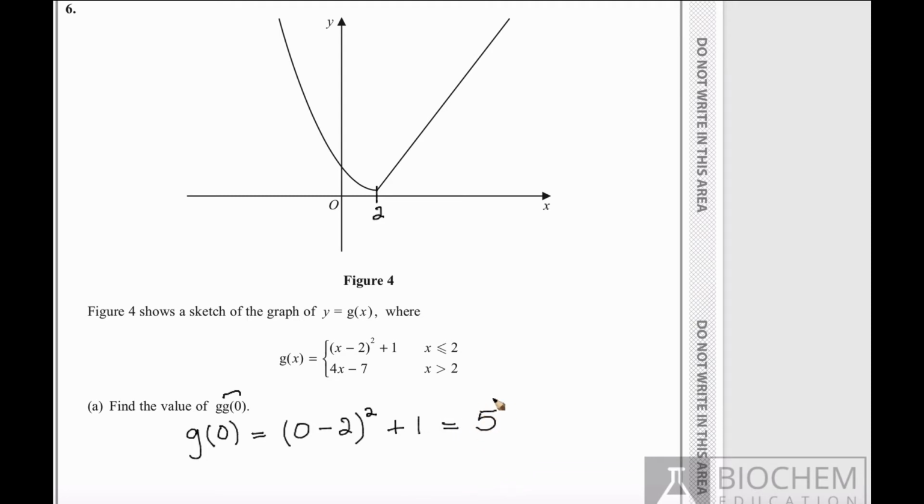Now 5 becomes our x value for the next function, which is g again. So g of 5 equals. Now 5 is a value which is greater than 2. So therefore this 5 will be defined by this equation. So let's input the 5 value into this. We will get 4 times 5 minus 7, which comes out to be 20 minus 7, hence it is 13.